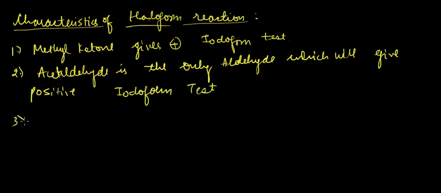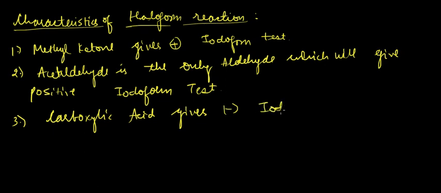Okay, third point is that carboxylic acid gives a negative iodoform test. We will be seeing the examples as to why we are writing these points down as notes.